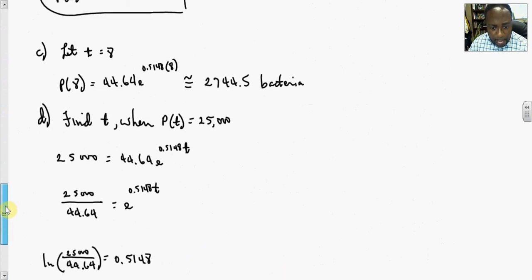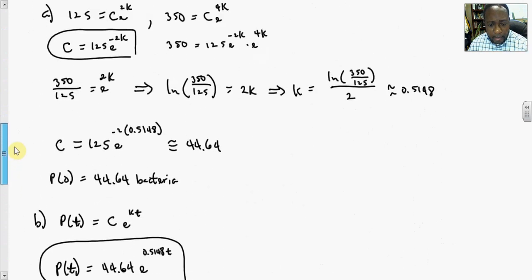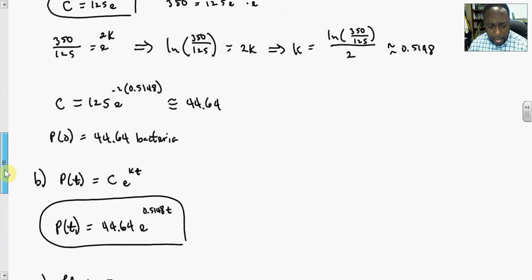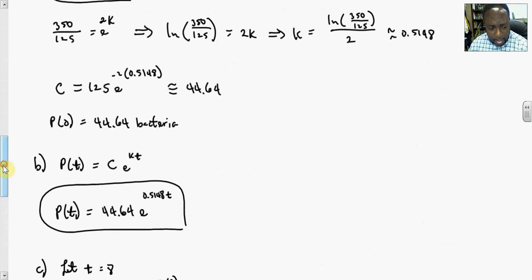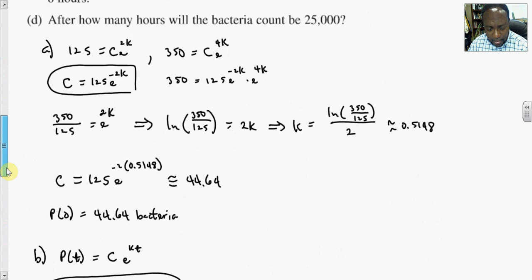Sorry about putting that negative there. I got carried away with that negative. But that negative for that exponent was only in solving for C. Here C is 125 times e to the negative 2k, right? Otherwise, that k is positive. Again, growth, and that's what threw me off. It's growth, so k is supposed to be positive. If it was decay, then we'd have a negative k there.